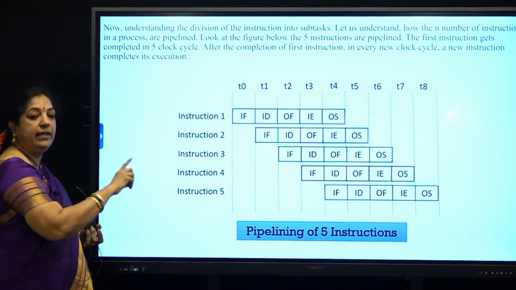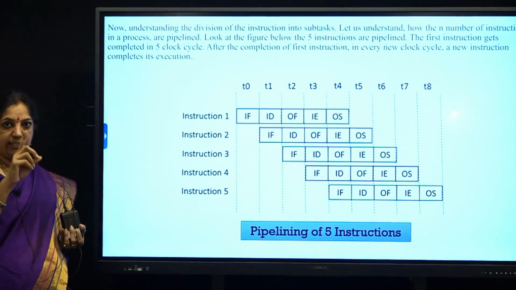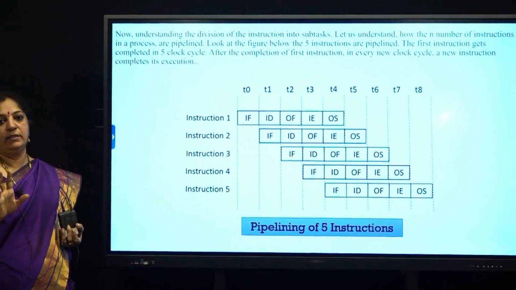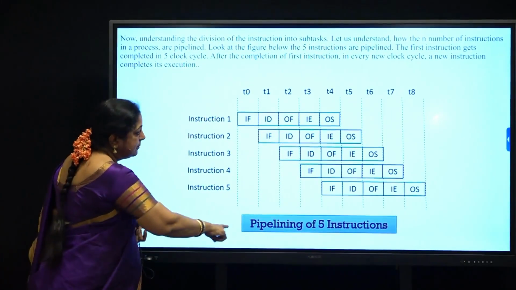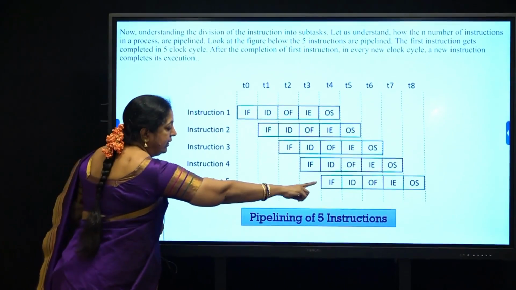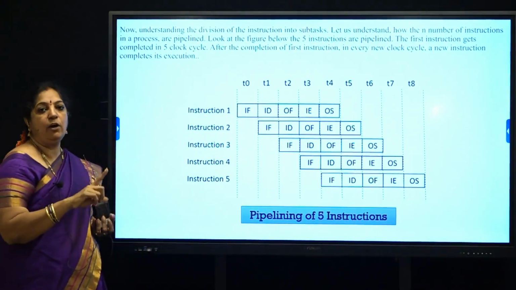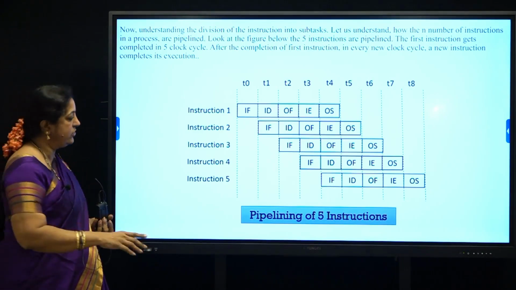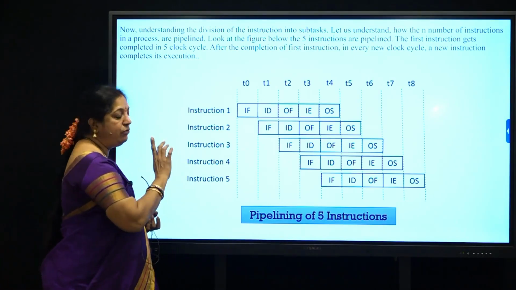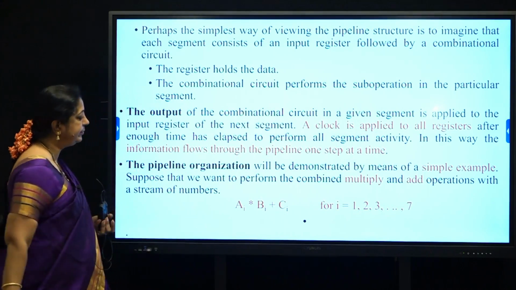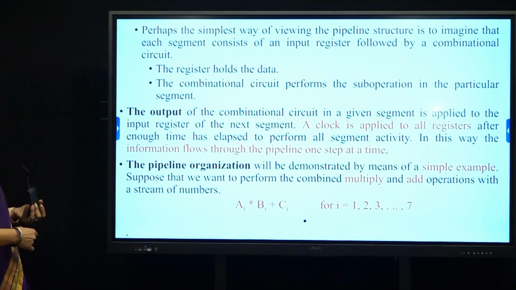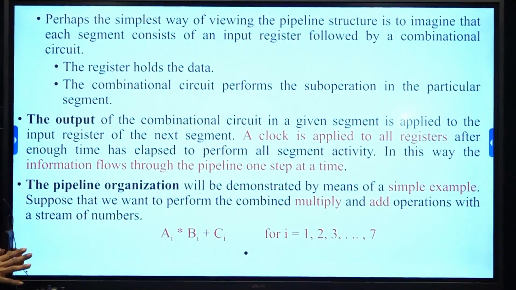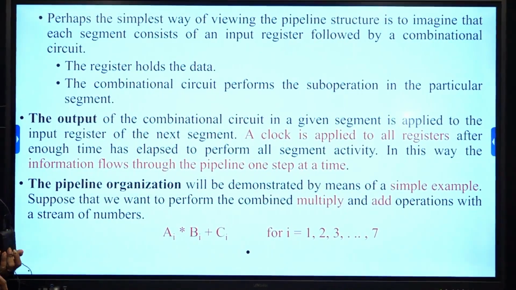In total, to complete the execution of 5 instructions you require 25 clock pulses, whereas by using parallel processing it required only 9 clock pulses to complete the execution of all 5 instructions. That is the advantage of using parallel processing. So now, let us discuss the same thing using one example.